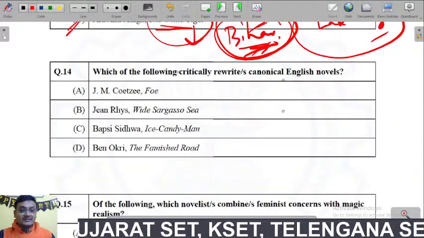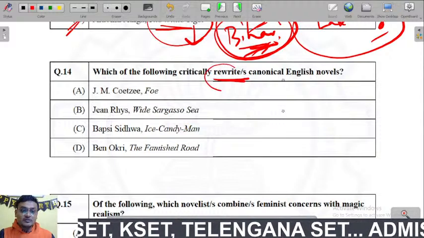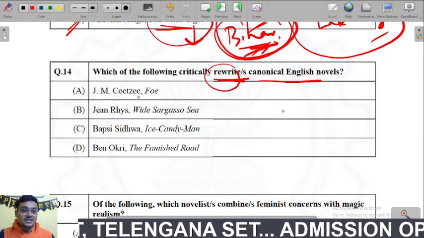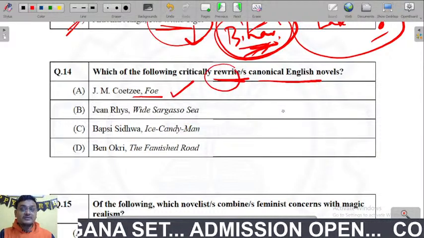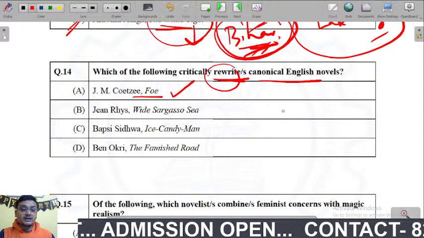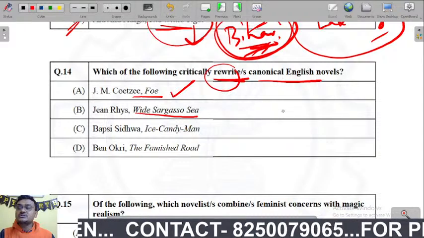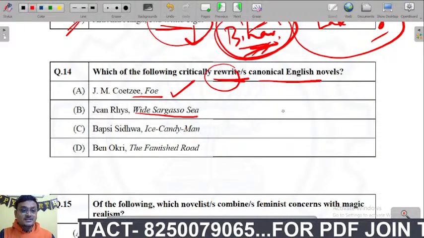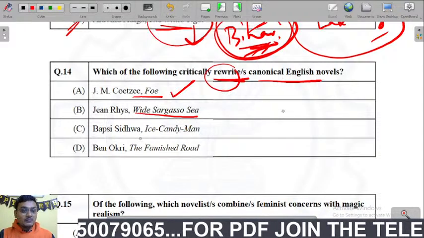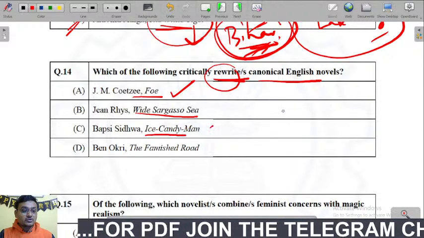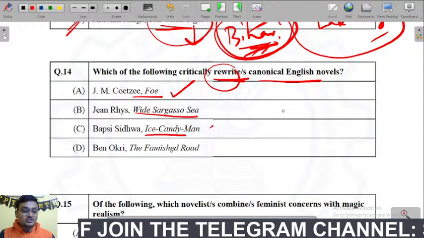Which of the following are reworkings? Rewrites means reworking canonical English novels. J. M. Coetzee's Foe, yes, that is a reworking of Daniel Defoe's Robinson Crusoe. Jean Rhys's Wide Sargasso Sea, yes, that is actually a reworking of Charlotte Bronte's Jane Eyre. Bapsi Sidhwa's Ice Candy Man, no. So Ben Okri's The Famished Road, no.